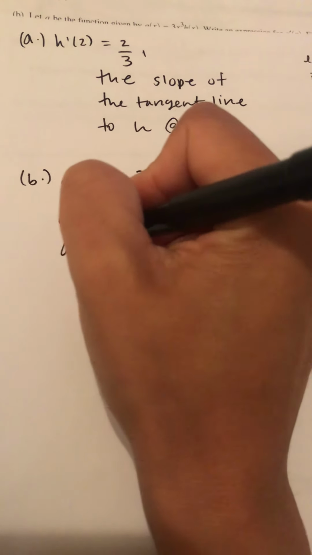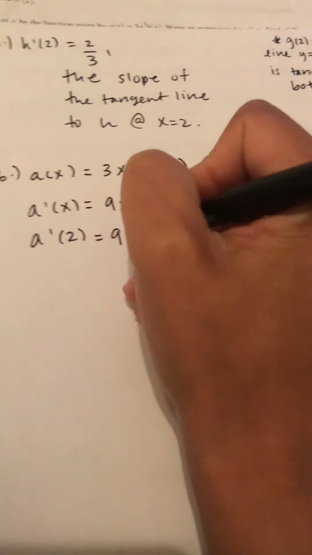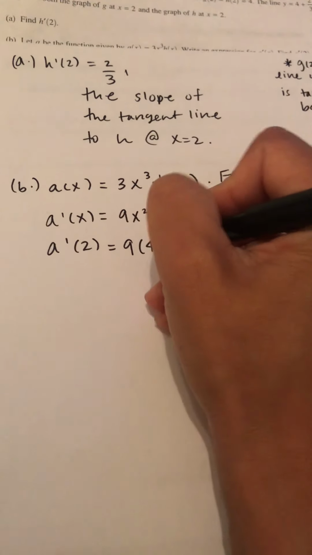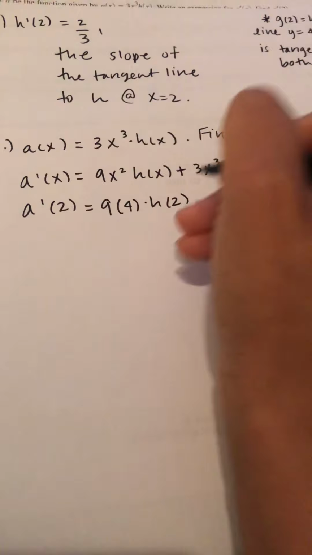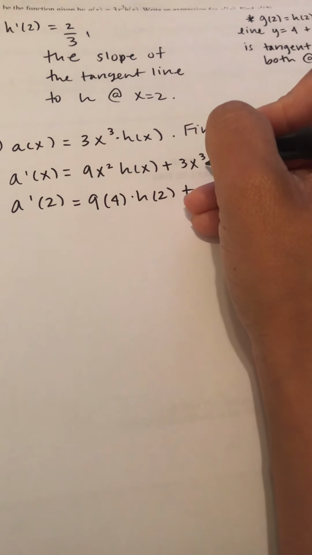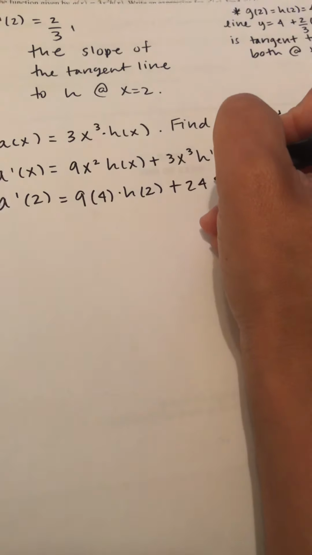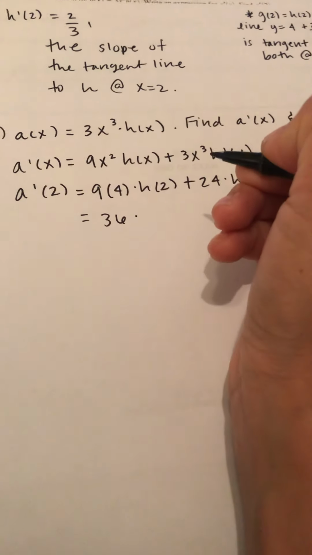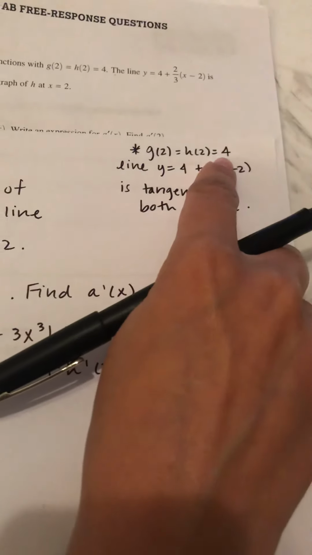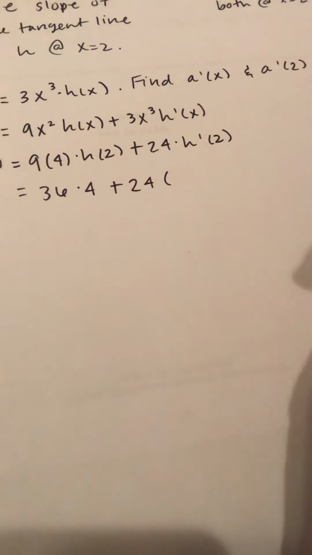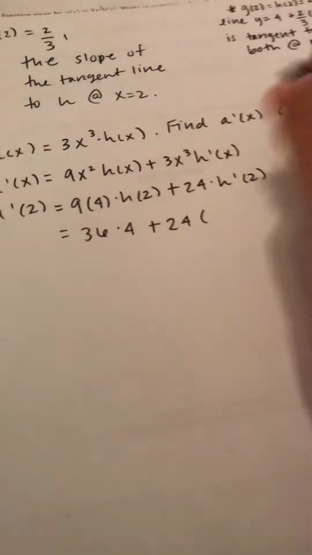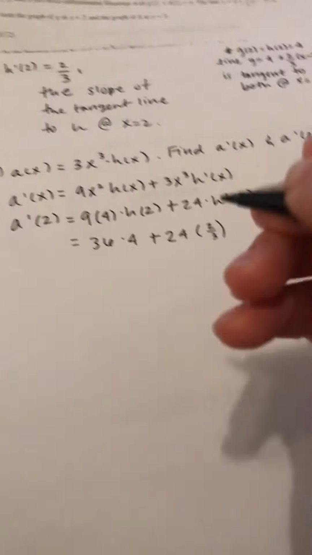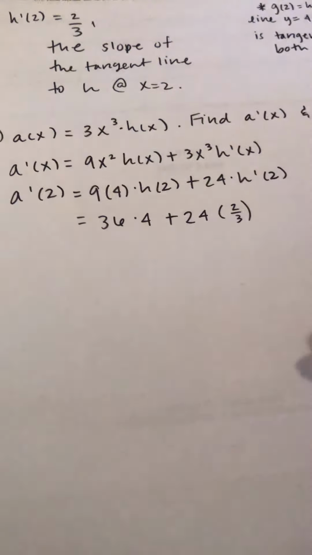So a prime of 2 is equal to, 2 squared is 4, so I'm just going to plug in 9 times 4 times h of 2 plus, all right, 2 cubed is 8 times 3 is 24 times h prime of 2. 9 times 4 is 36 times h of 2, which was given in the beginning of the problem as 4. So plug in 4 here plus 24 times h prime of 2. We have it from part A, which is 2/3. And just simplify, or I'm guessing you can also leave it like that, but I'm going to go ahead and simplify.